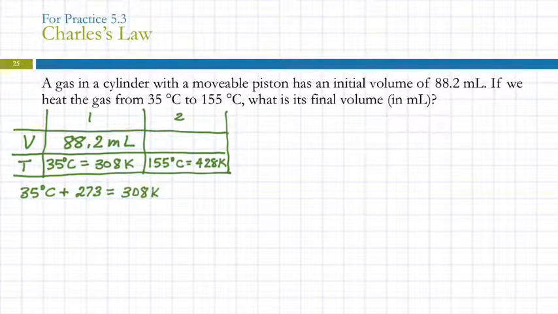So in this box, this is row V in column 2. I'm going to call that V2. So I've got 2 volumes, one of them I don't know, and I've got 2 temperatures. I need an equation that's got V1, V2, T1, and T2 in it. And that's Charles' law. V1 over T1 is equal to V2 over T2.